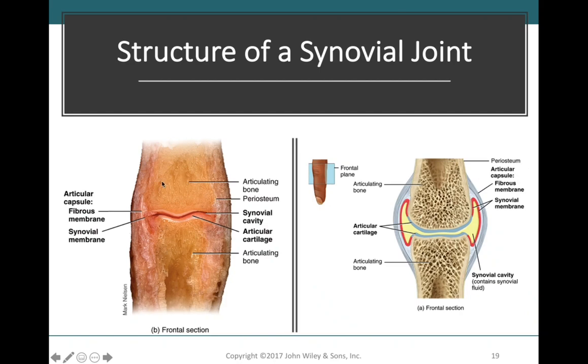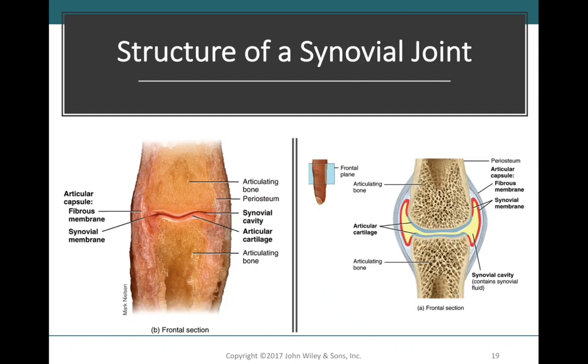So we can also see these structures over here on an actual specimen. You can see that we have our spongy bone found here in the epiphysis of our long bones, and this is going to meet with our articular cartilage on either of these bones. And you can see there's this very, very slim synovial cavity that can be found in here containing synovial fluid. We'll see the synovial membrane and the fibrous membrane that's making up the articular capsule.